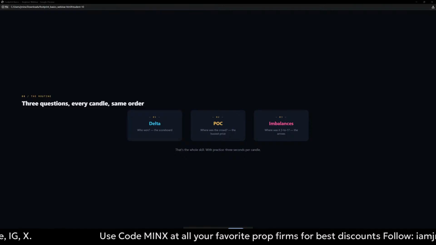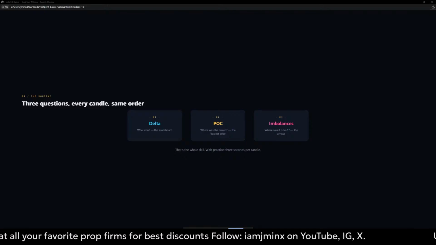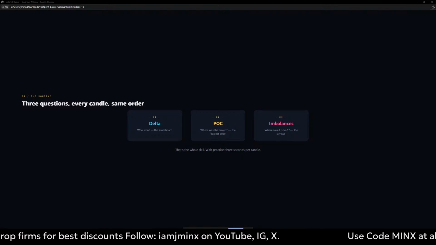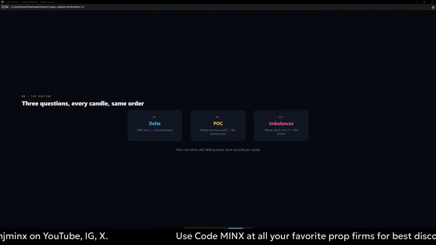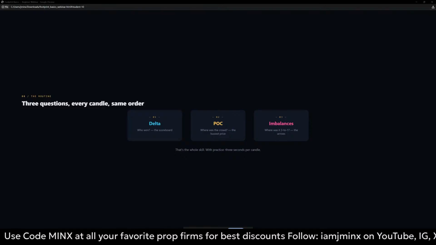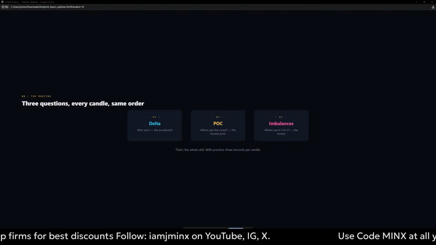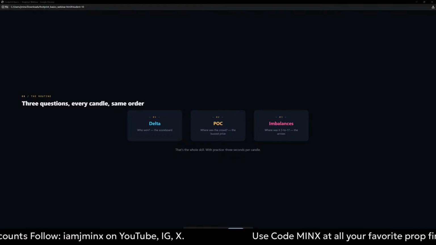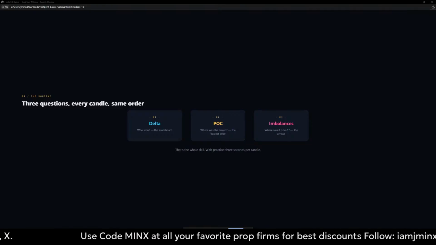So basically, the entire toolkit on one screen, 3 questions asked in the same order on every candle. One, who won? You check the scoreboard, which is the delta. Two, where was the crowd? You find the busiest price, which is the POC, or the point of control. Three, where was the fight? Look for the arrows and the imbalances, so you want to look at the stacked imbalances. And that's basically the skill.